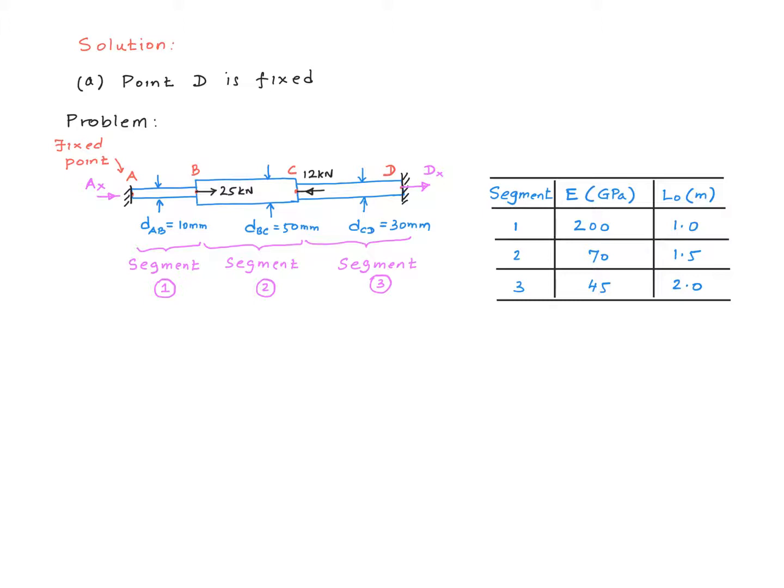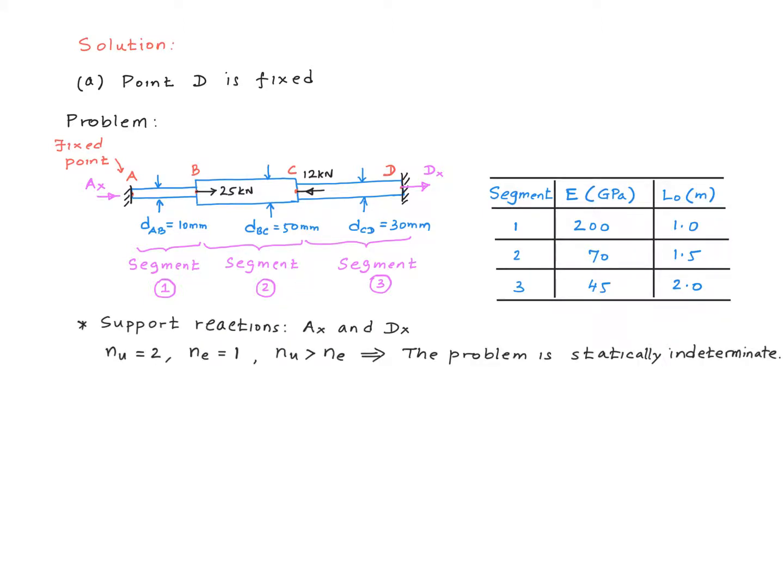Let's start working on the first part where point D is fixed. While this is a simple problem, it's a good idea to get into the habit of verifying that this is indeed a statically indeterminate problem. We go ahead and mark the support reaction. There's one at point A, one at point D, and therefore number of unknowns is 2. Number of equilibrium equations we can write down for this problem is 1, and therefore Nu is greater than Ne, and therefore this problem is statically indeterminate. 2 unknowns, and therefore we need 2 equations.